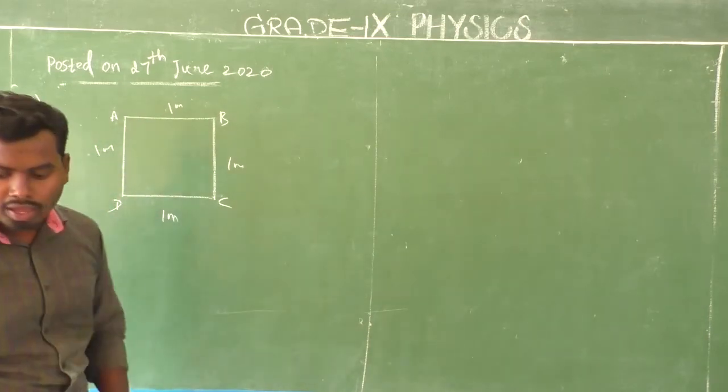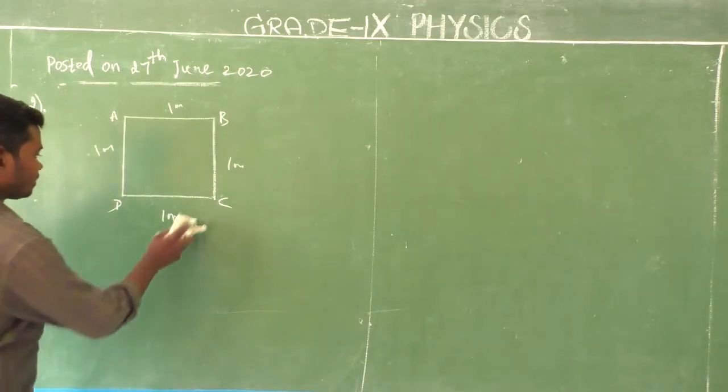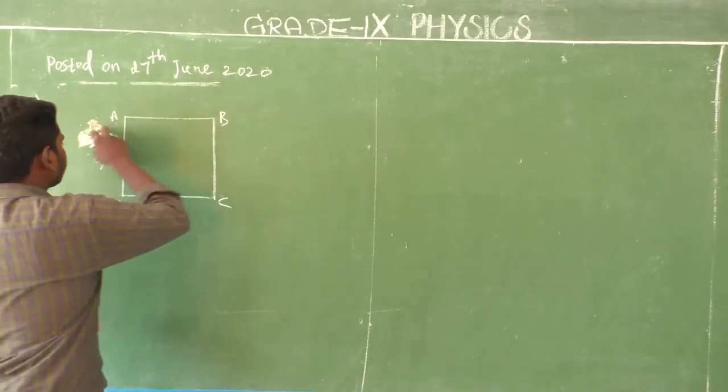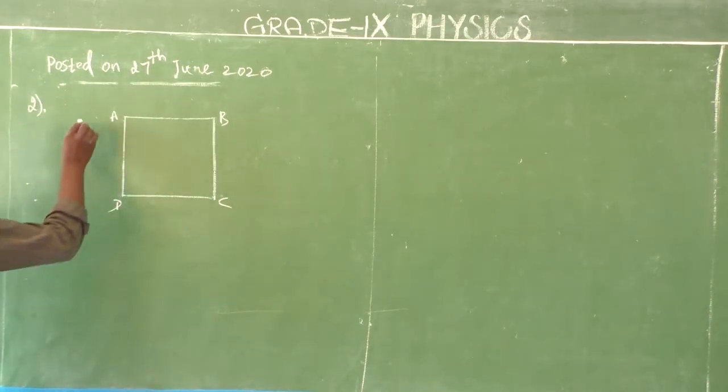Okay, so in a square, the lengths of all sides are equal. Am I right? Yes. Keep this concept in your mind. Is it clear? Yes. Consider a farmer.